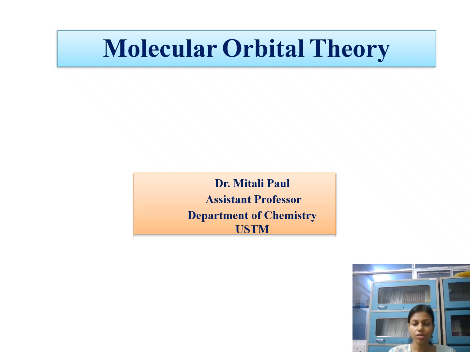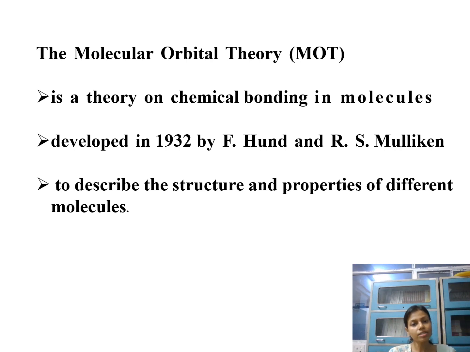This is a very important topic in inorganic chemistry. Okay, so let us start. So what is molecular orbital theory? This is often abbreviated as MOT as well. This is actually a theory on chemical bonding in molecules, right? Who developed this theory? Hund and Mulliken in 1932 developed this molecular orbital theory to describe the structure and properties of different molecules.